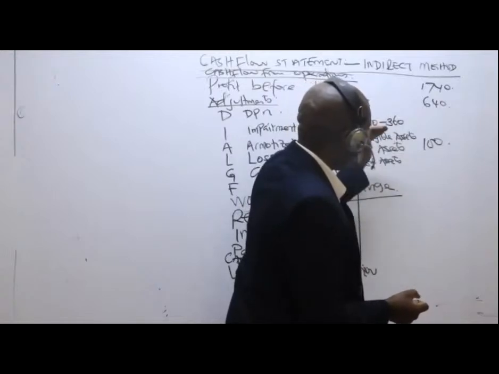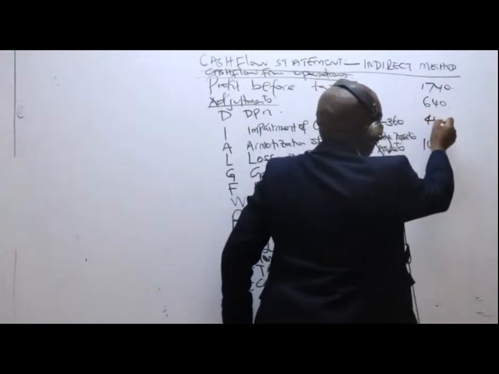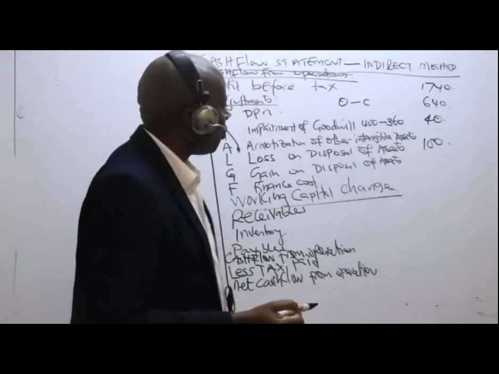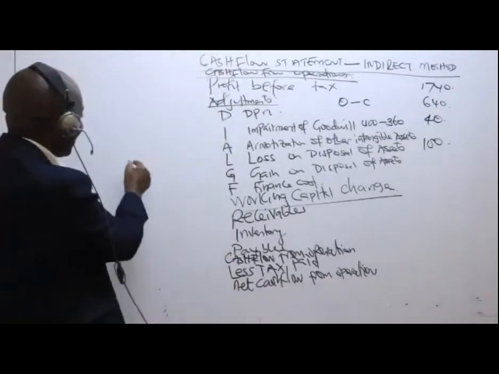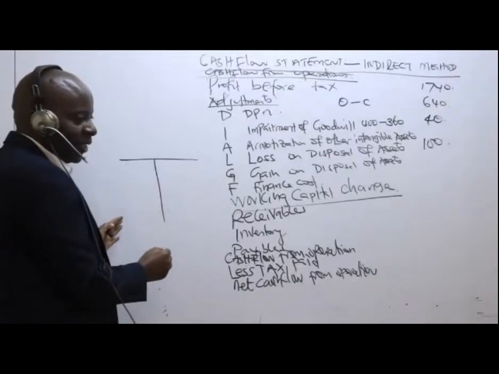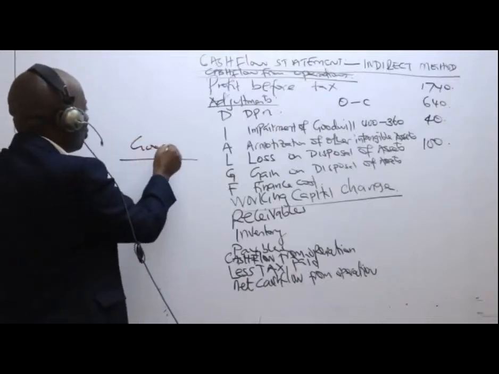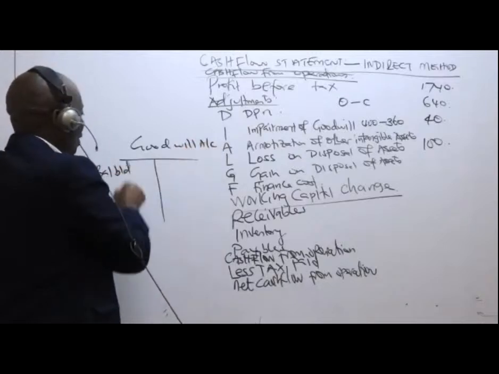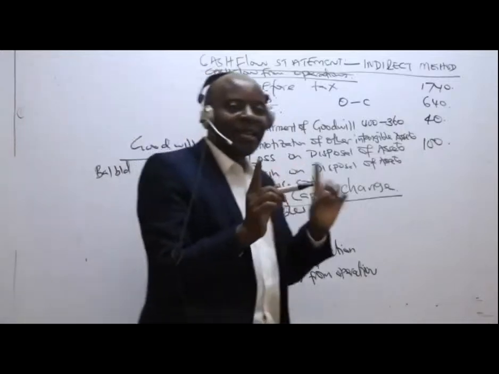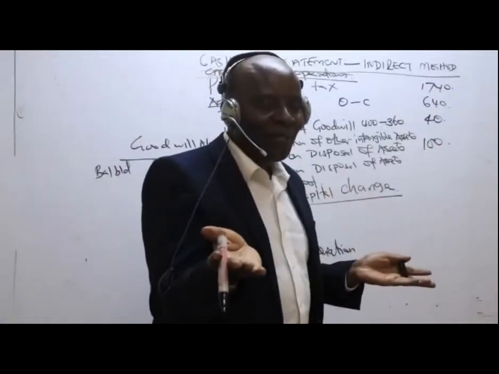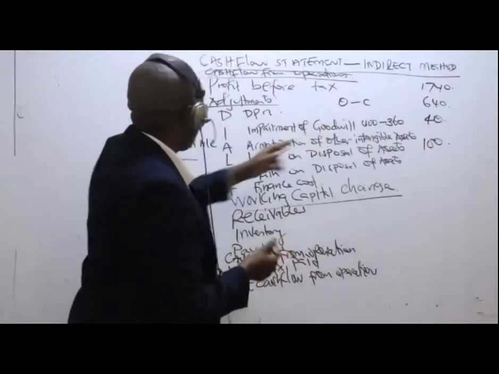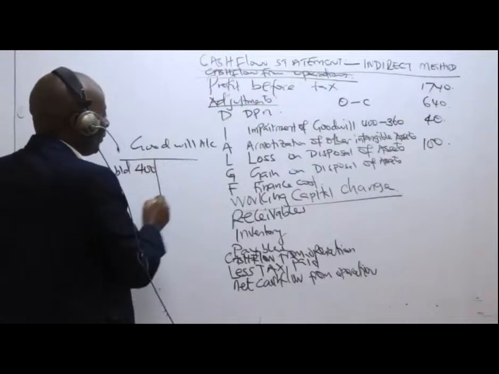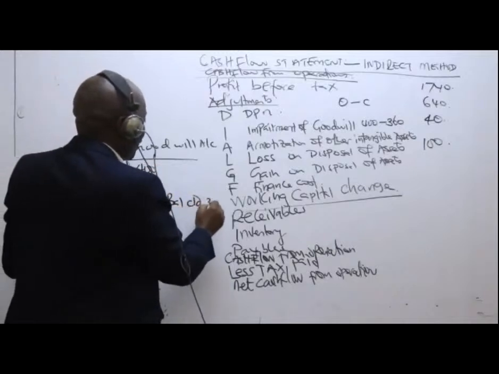I'm able to see the impairment in goodwill, which is 40 bob. If you like T accounts, I don't like T accounts myself, I only do T accounts for the PPE, you can come and do a goodwill account. Balance brought down is the balance which came to us from the previous year. So in 2012, we had a balance of 400, and then the balance carried down is 360.